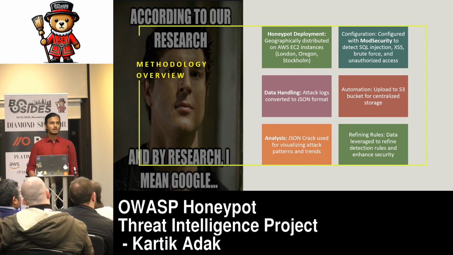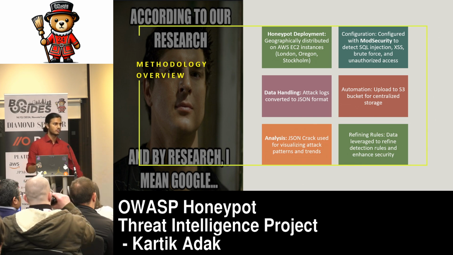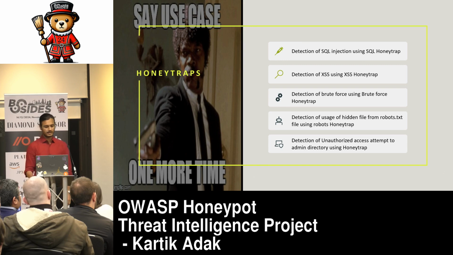After we get the visualization of the attack vectors, we know that there are certain payloads that are bypassing the parameter. If that's so, we have to refine our entire honey trap. So that is the last thing that we are going to do, that is refining our rules. Moving on to the next slide.